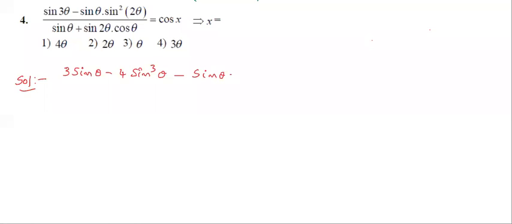Sine square 2 theta. What is the sine 2 theta formula? Tell me. 2 sine theta cos theta. And the square is there now. So we get 4 sine square theta cos square theta. How did we get it? Sine 2 theta formula.